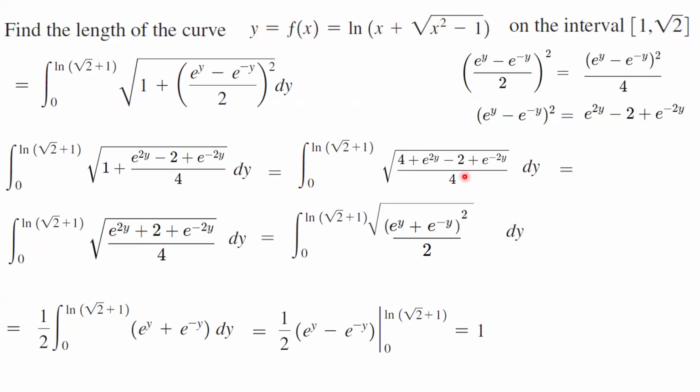And as you can see, going back to elementary techniques of taking the integral, you could take the integral of e to power y plus e to power negative y, which is e to power y minus e to power negative y, then just plug in ln of square root of 2 plus 1, simplify it as much as you can, and then you get 1 as the length of the curve.